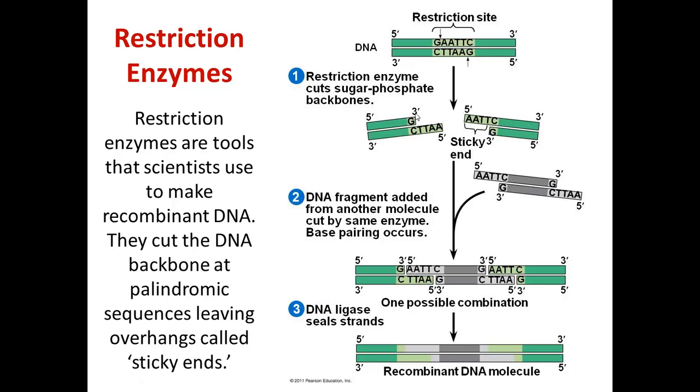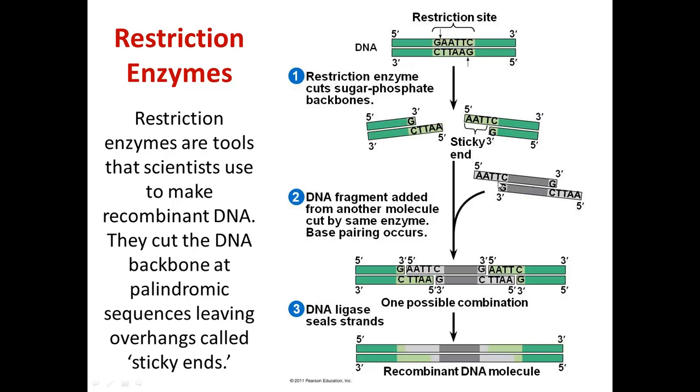Here you can see that this particular restriction enzyme cuts the sugar phosphate backbone between G and A on both strands. Because this is a palindromic sequence, when it cuts between that G and that A, it leaves an overhang called a sticky end. The sticky end is basically a short sequence of DNA that's single-stranded. This is called sticky because it will attach to any piece of DNA that has a matching sticky end. So for example here, this AATT sequence can hydrogen bond with a matching sequence that has a TTAA sticky end.